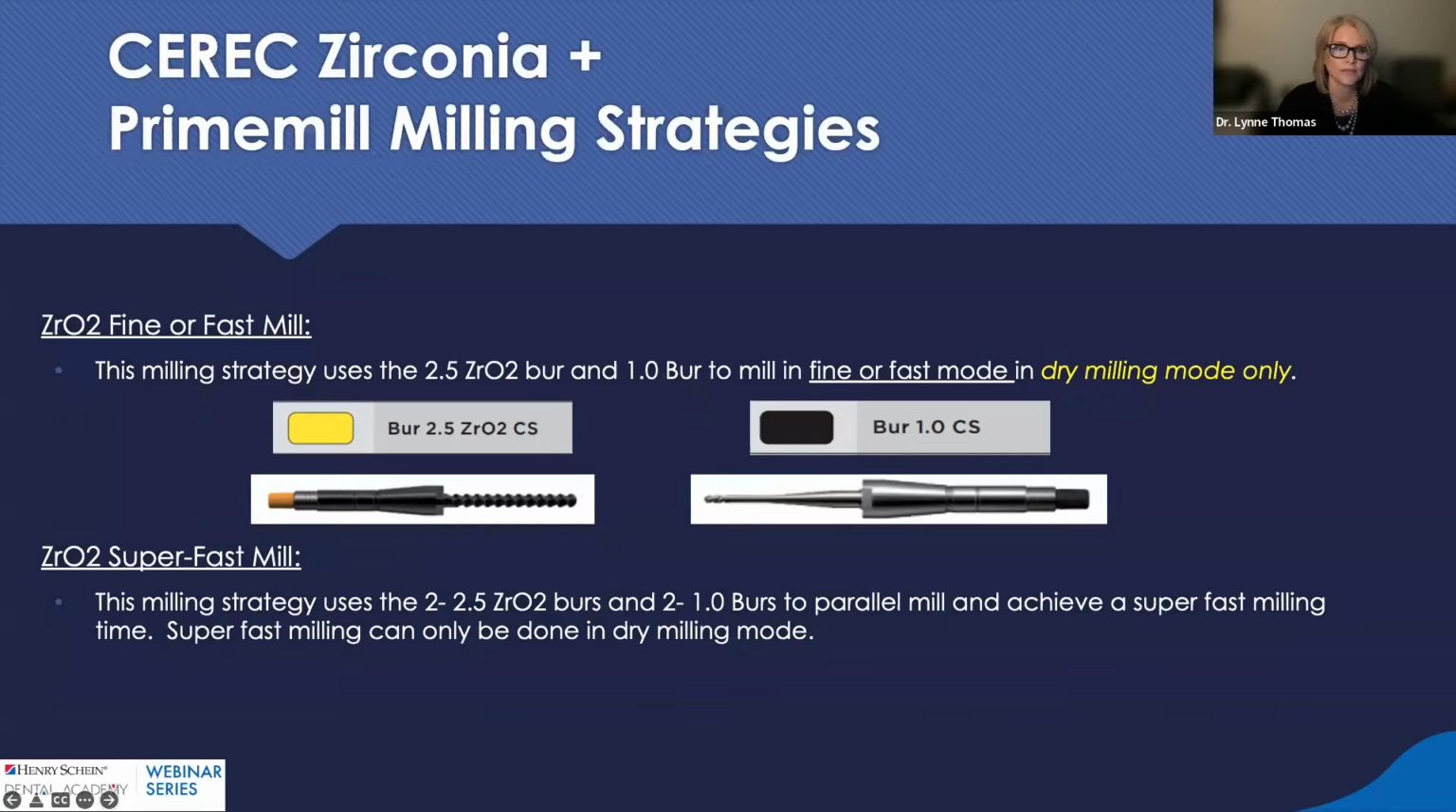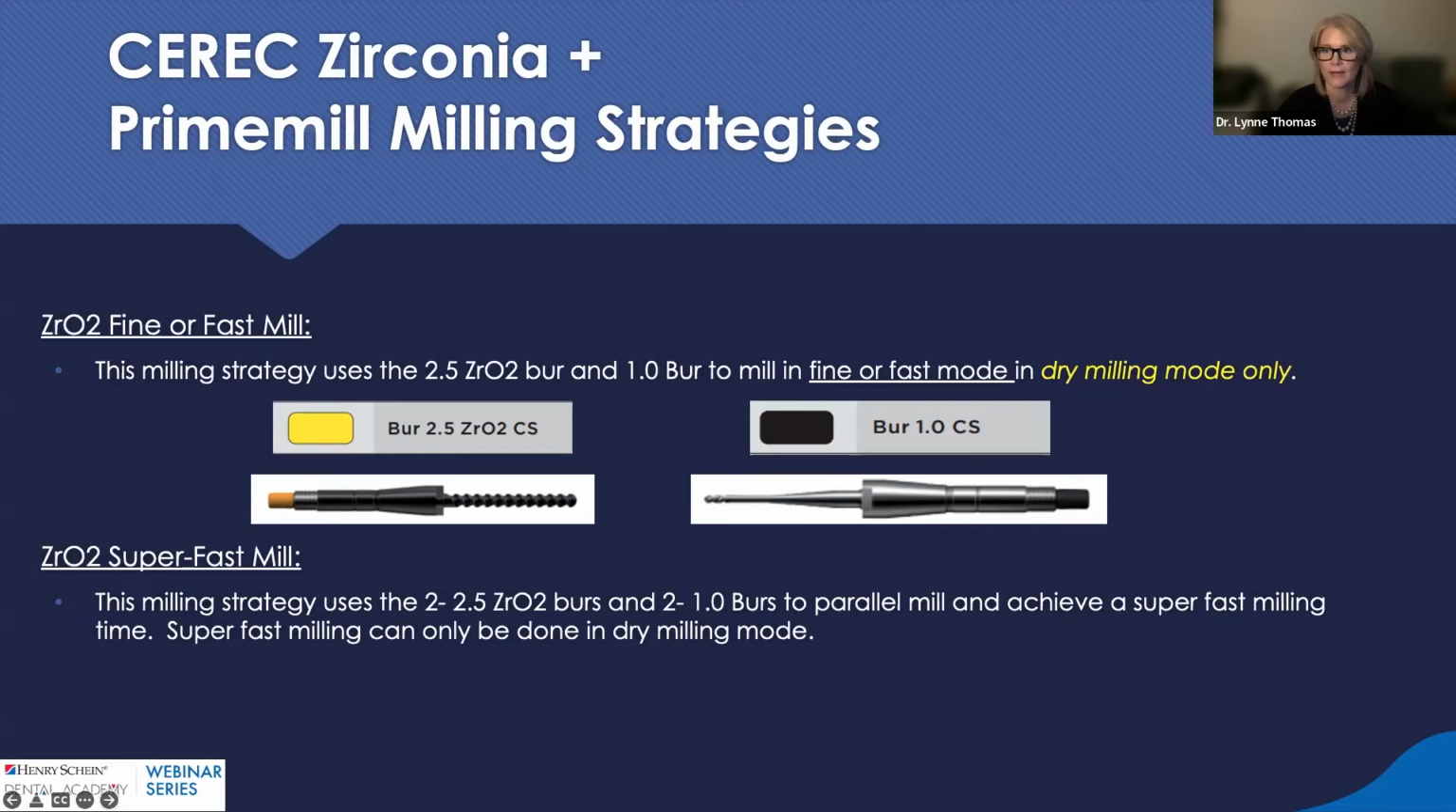When you're using the Primemill, these are the burrs that you want to have in your armamentarium. You can get these from Henry Schein. I'm sorry, I do not have the numbers, but you can talk to your Henry Schein rep and they will be happy to provide you with the numbers for this.